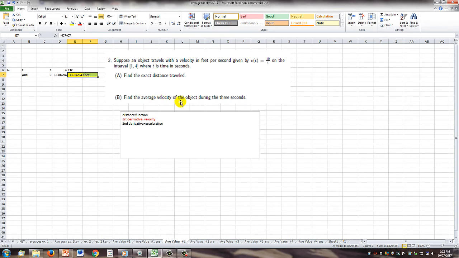Alright, then if you want to find the average velocity, simply take that FTC value, which is distance in feet, and divide that by 4 minus 1, which is 3, but I'm just going to let Excel do it. And this is time in seconds, so we have feet divided by seconds, which is feet per second, which is a velocity. So the average velocity is 4.62 feet per second.